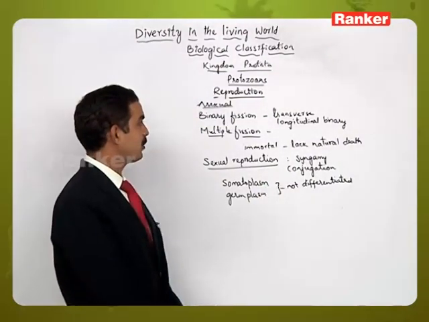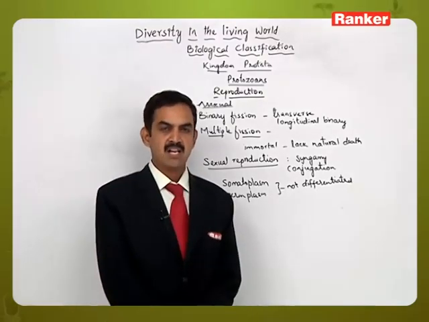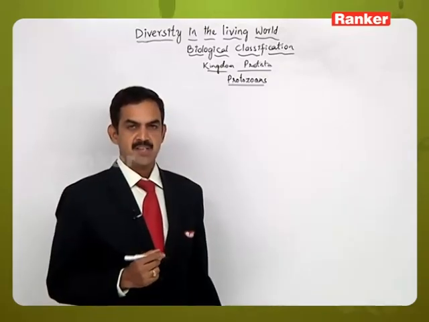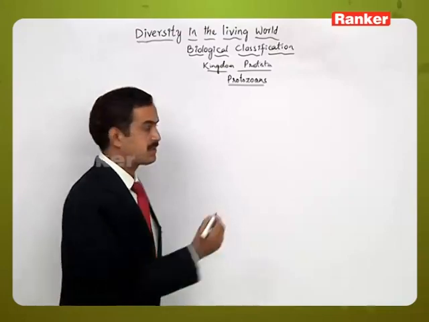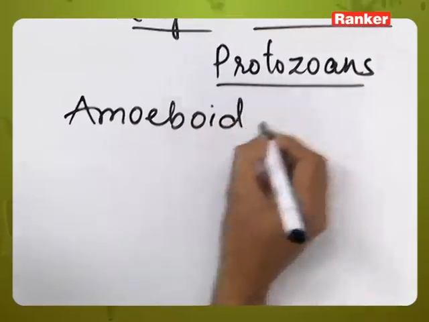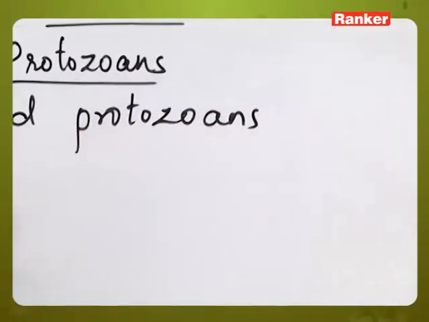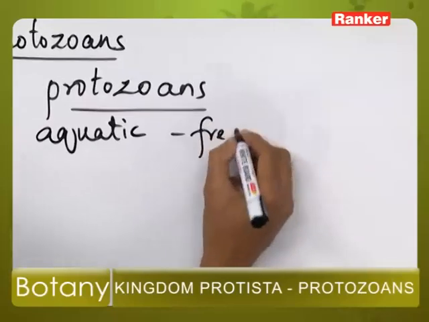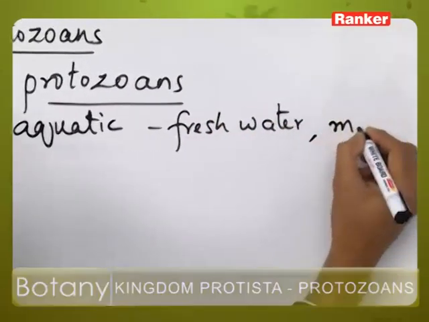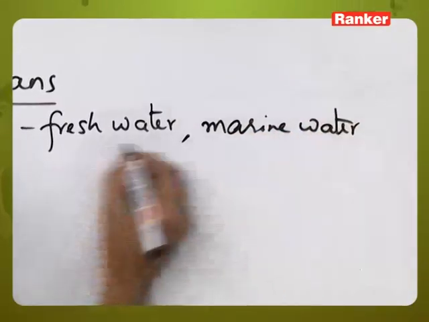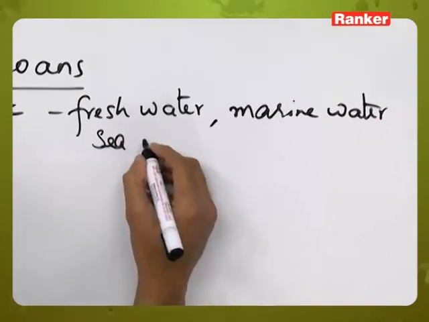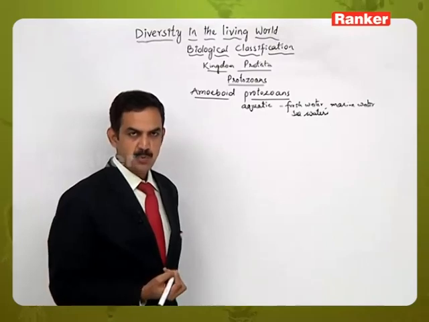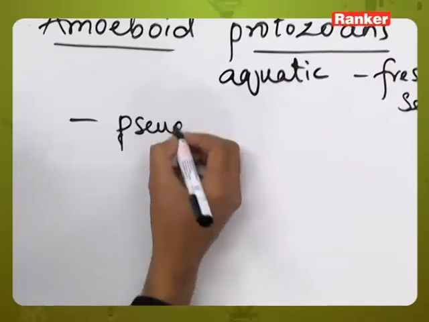So this is about the reproductive process which occurs in the protozoans, and under protozoa there are further groups present. So let us see the characteristic features of those groups of organisms. The first group in the protozoa are the amoeboid protozoans. Amoeboid protozoans are aquatic in nature. They may be present either in fresh water or in marine water, like sea water. The amoeboid protozoans generally move with the help of special structures called pseudopodia.